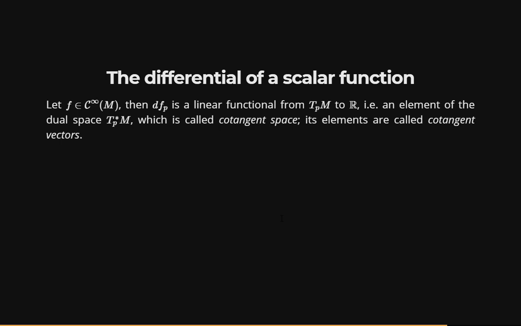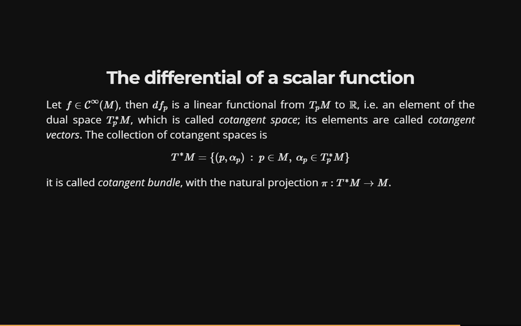Now, the last couple of things, the differential of a scalar function. So we have a function from M to R. Its differential is a linear functional from the tangent space to R. So it's an element of a dual space. If you don't know what the dual space is, this is the definition: the dual space is the space of all linear functionals from the vector space to R. TM is the tangent space, its dual is called the cotangent space. Its elements are called cotangent vectors.